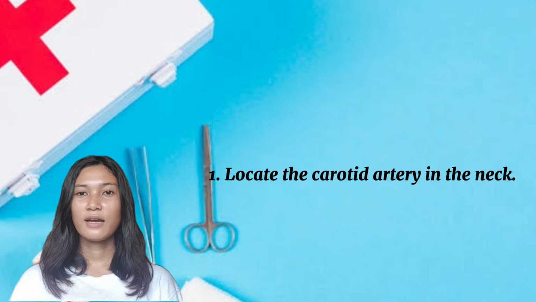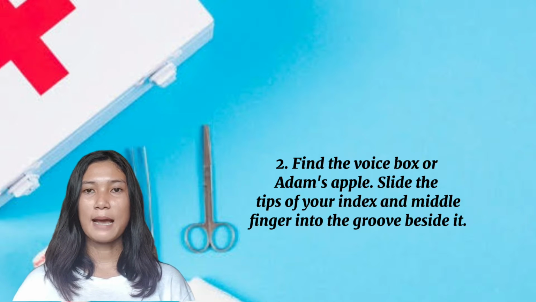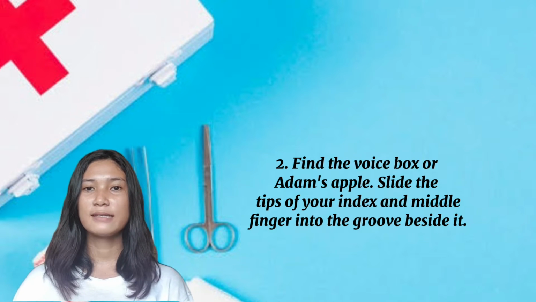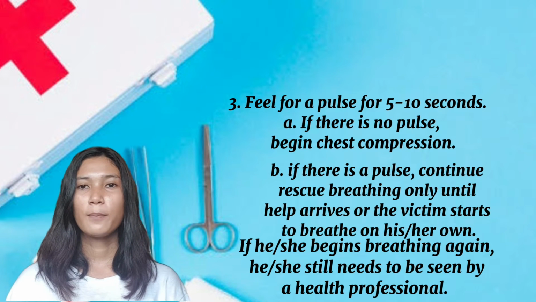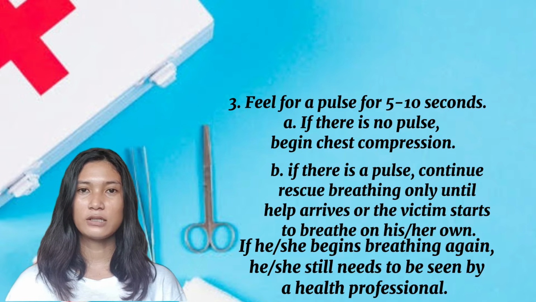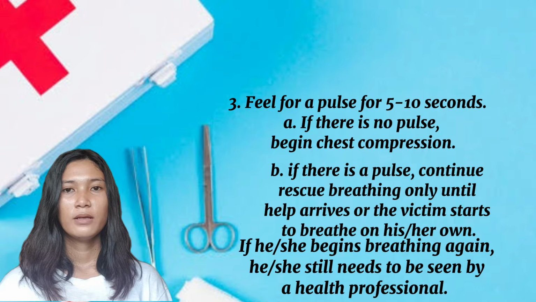Number 1. Locate the carotid artery in the neck. Number 2. Find the voice box or Adam's apple. Slide the tips of your index and middle finger into the groove beside it. Number 3. Feel for a pulse for 5 to 10 seconds. A. If there is no pulse, begin chest compression.